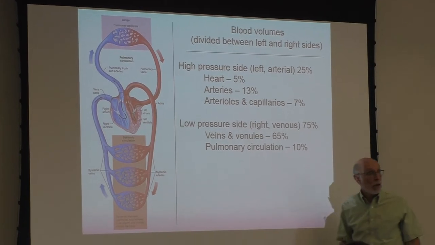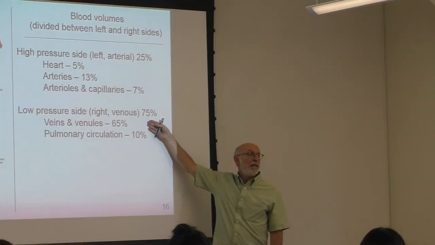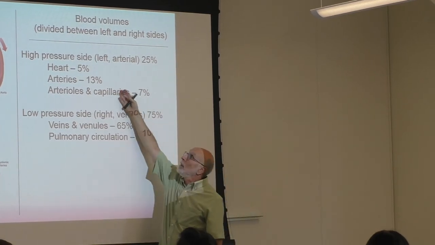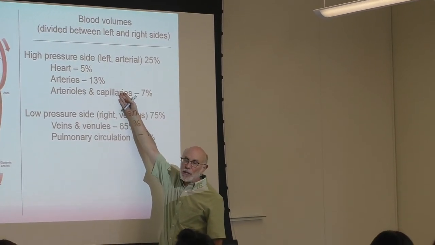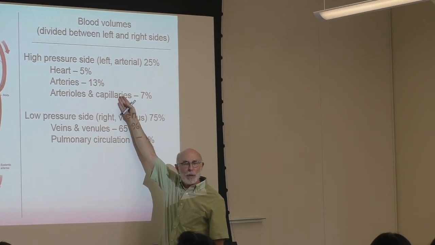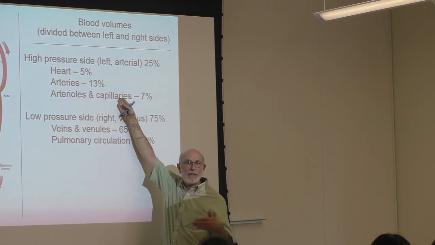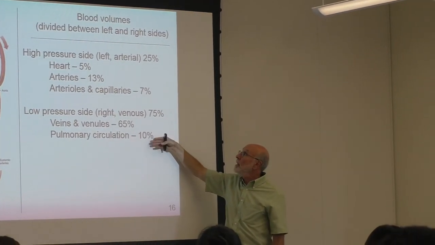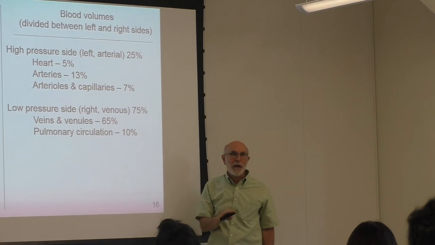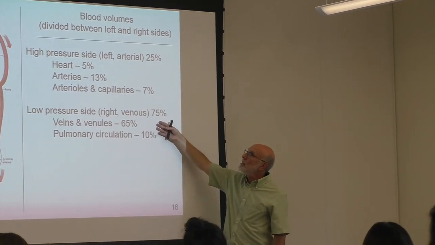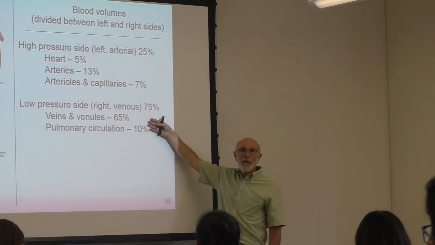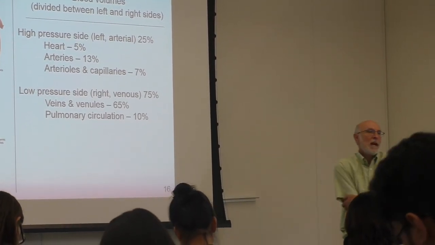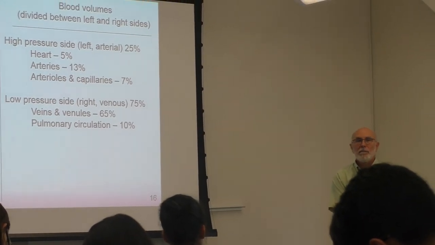It's a lot lower in pressure, but it's higher in volume. The left side of the systemic circulation is high pressure, but relatively low total volume at any given time. And the right side, the low pressure side of the systemic circulation, and we're talking about systemic, not pulmonary, has about 3/4 of the systemic blood. The pulmonary circulation is kind of separate, so that's not part of this equation.